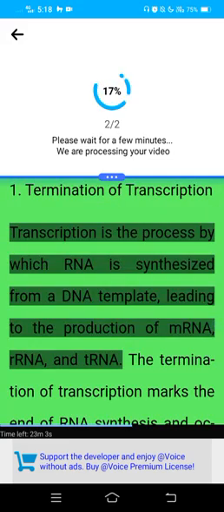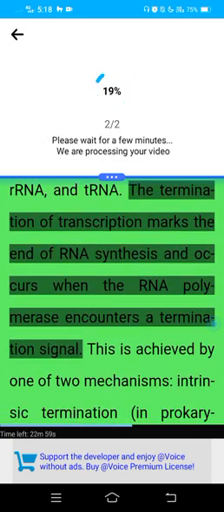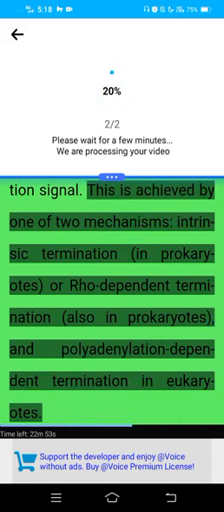Transcription is the process by which RNA is synthesized from a DNA template, leading to the production of mRNA, rRNA, and tRNA. The termination of transcription marks the end of RNA synthesis and occurs when the RNA polymerase encounters a termination signal. This is achieved by one of two mechanisms: intrinsic termination in prokaryotes or Rho-dependent termination also in prokaryotes, and polyadenylation-dependent termination in eukaryotes.